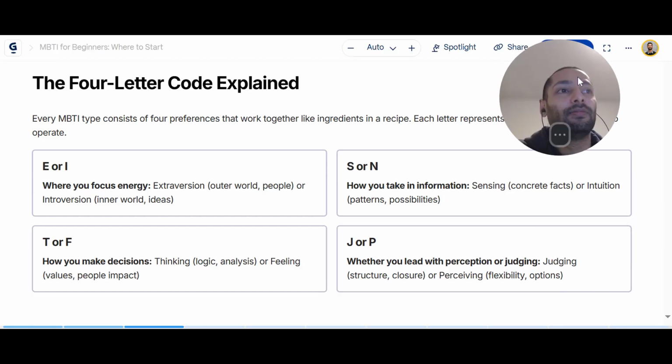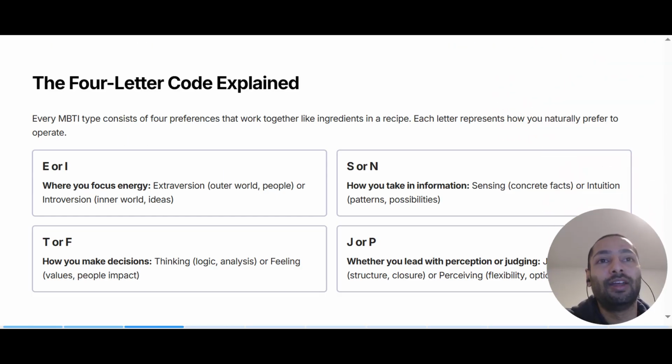No. Okay. The four-letter code explained. So MBTI consists of four letters that work together like ingredients in a recipe. So the first letter is either E or I. So that basically signifies if you're extrovert or introvert.